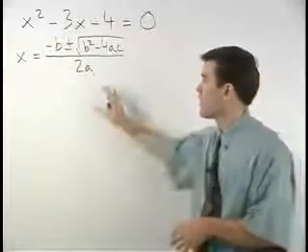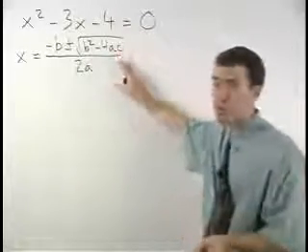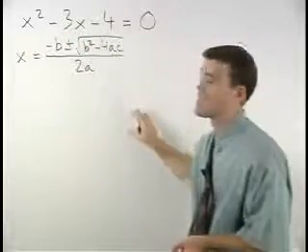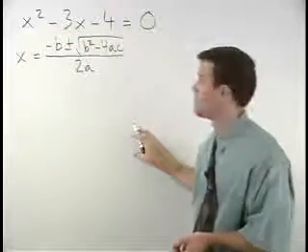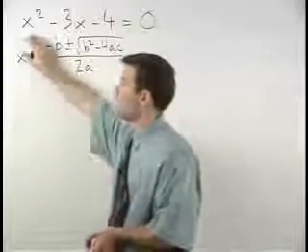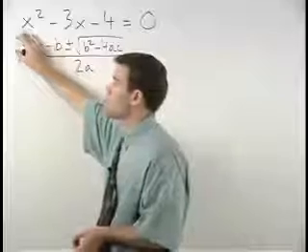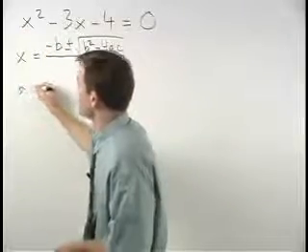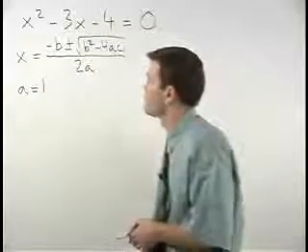The values for a, b, and c in the formula come from the coefficients on our three terms in the trinomial. The value for a comes from the coefficient on the x squared term, which in this case is 1. So we say that a equals 1.